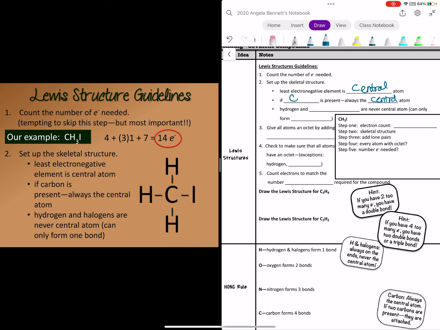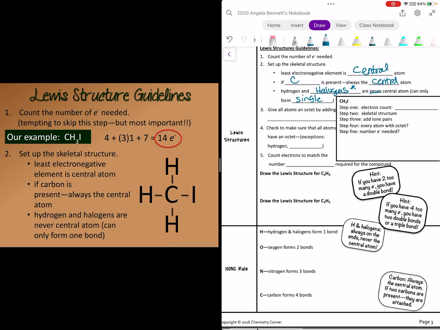Hydrogen and halogens, so group 7, I don't really like the word never with halogens, but never for hydrogen. So I'm going to put like a little star on halogen. It's going to drive me nuts in this presentation. But hydrogen definitely will never be a central atom, and halogens usually not, especially the smaller ones like fluorine and chlorine, but they will form single bonds. One single bond.